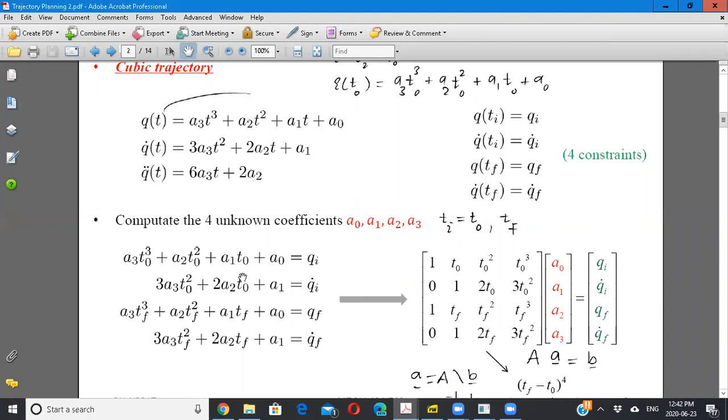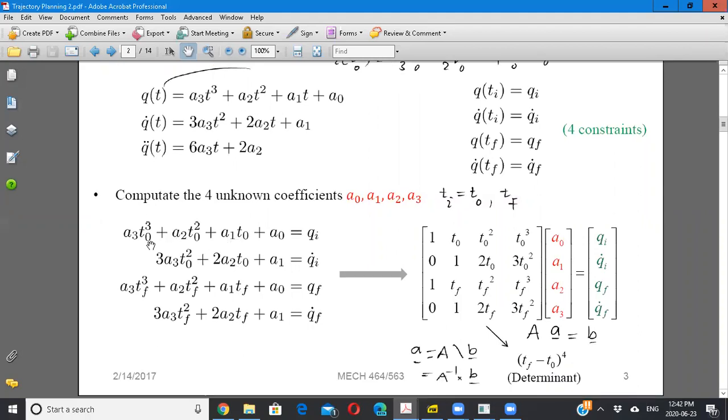So now what you have got is these four equations. The unknowns are A0, A1, A2, A3. So group all the unknowns in one vector, and whatever is left, group it in a separate matrix.